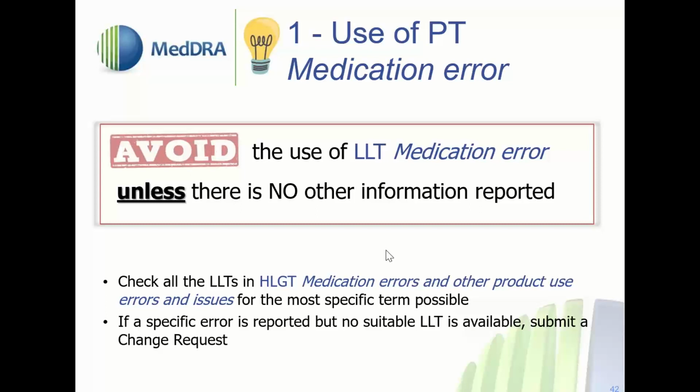So the first principle refers to the use of the PT medication error. As medical coders, we should not use this term unless we have no further information reported in the case. If you do have further information, then search the hierarchy under the HLGT, medication errors and other product use errors and issues, and select the most specific LLT that you can find. If a specific error is reported, but you cannot find any suitable term, then please submit a change request to get a better term and assign an LLT that is the closest match to the reported term. And this can then serve as a placeholder.